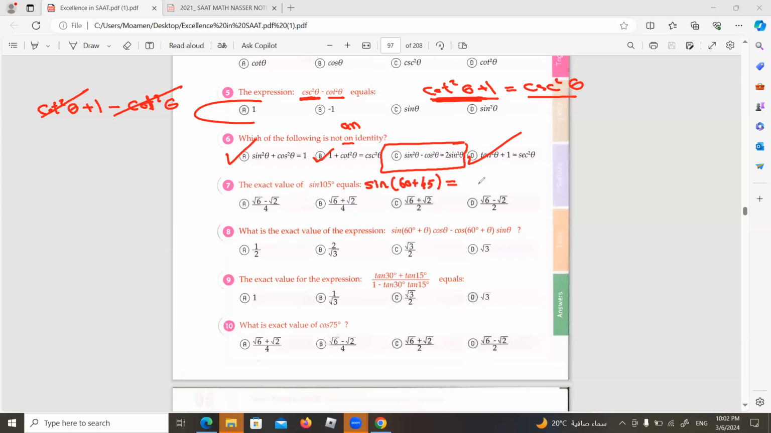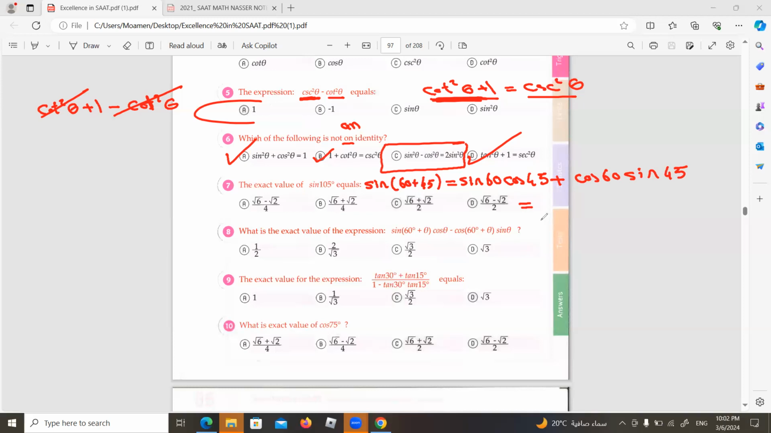Do you remember the rule of sine? Yes: sine the first, cosine the second, plus cosine the first, sine the second. The problem has been finished.